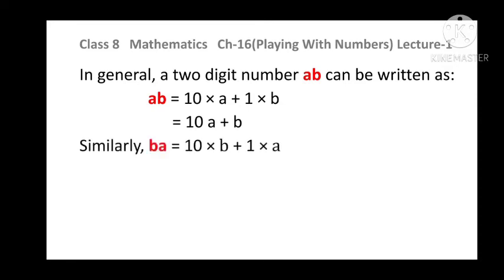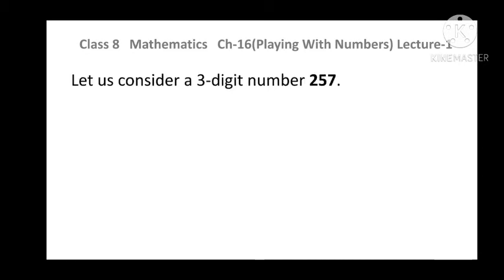Similarly, BA will be written as 10 into B plus 1 into A. So here in this example, B is at tens place, so it will be multiplied by 10, and A is at ones place, so it will be multiplied by 1. And it will be written further as 10B plus A. So BA in generalized form will be written as 10B plus A, and AB in generalized form will be written as 10A plus B.